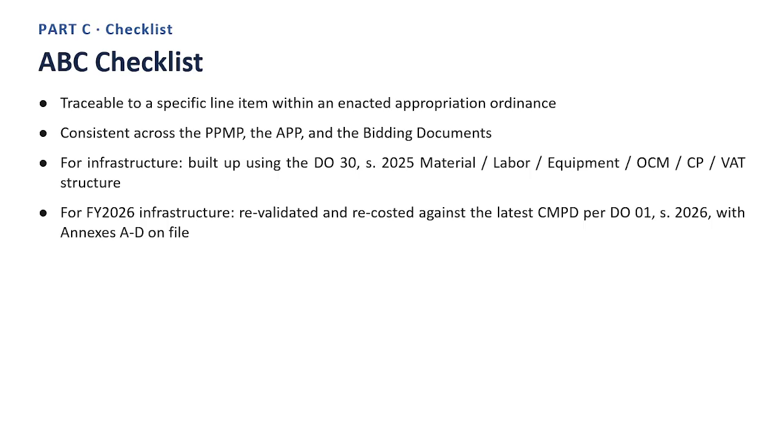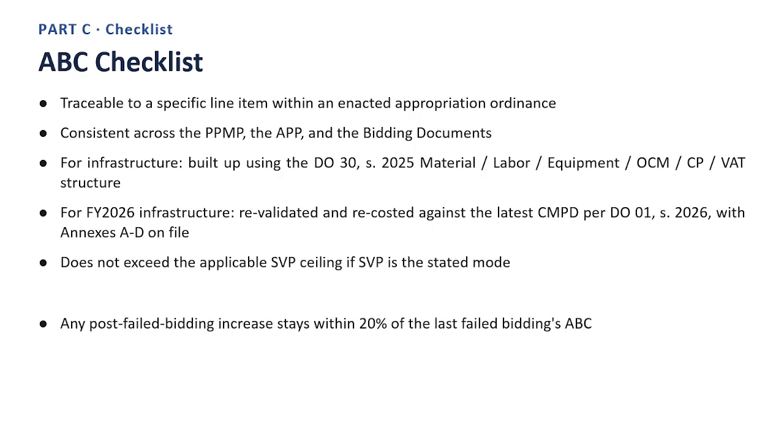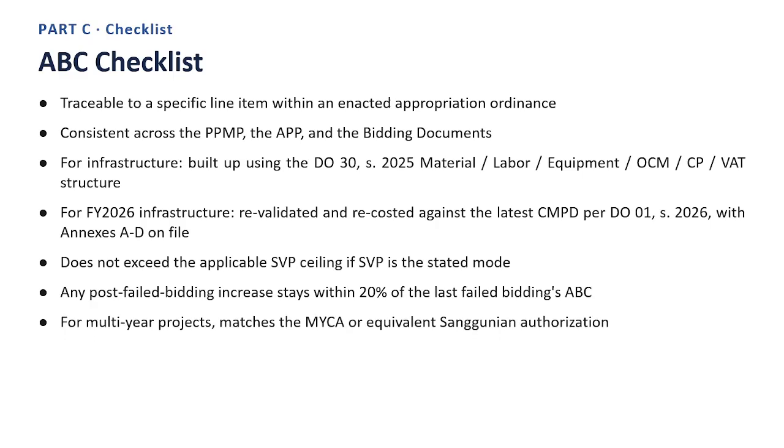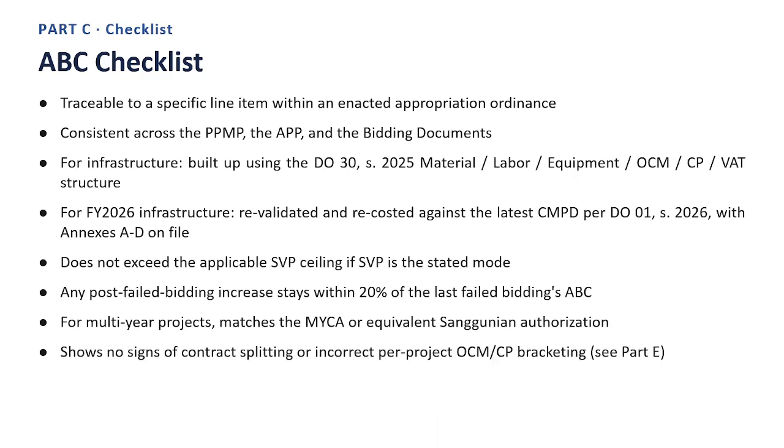on file. Point 5. Does not exceed the applicable SVP ceiling if SVP is the stated mode. Point 6. Any post-failed bidding increase stays within 20% of the last failed bidding's ABC. Point 7. For multi-year projects, matches the MYCA or equivalent Sanggunian authorization. Point 8. Shows no signs of contract splitting or incorrect per project OCM, CP bracketing, C Part E. Taken together, these points give you the practical, working picture of ABC checklist.